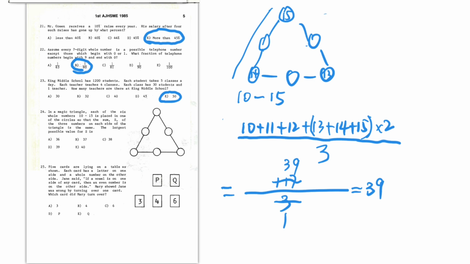So we can put 13 plus 15, that's 28. This will be 11. 14 plus 13, that's 27. That's 12. 14 plus 15 is 29. This side will be 10. Each side, the sum is 39. So the answer is choice D.